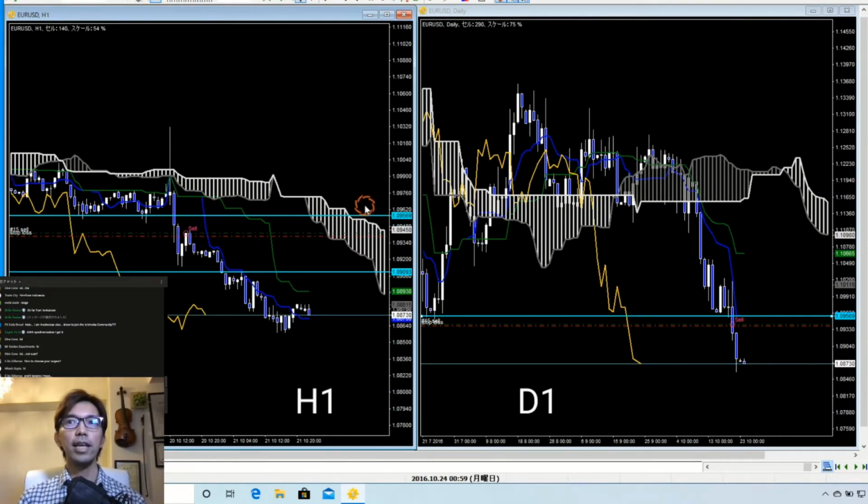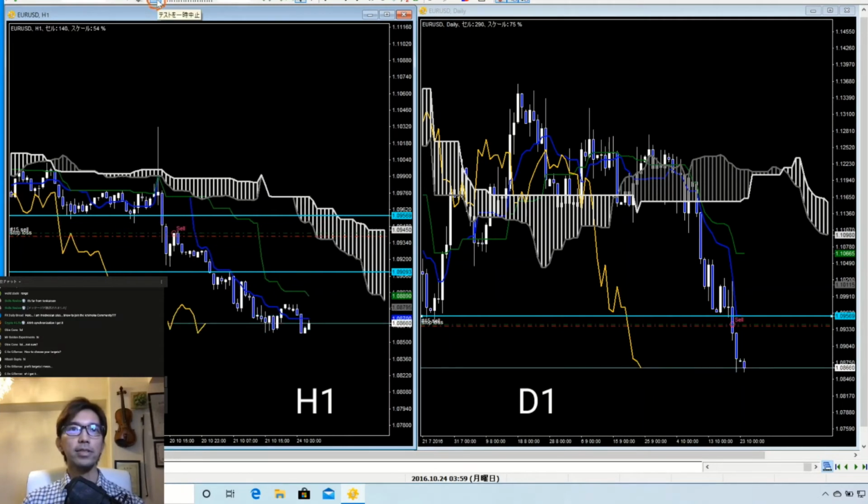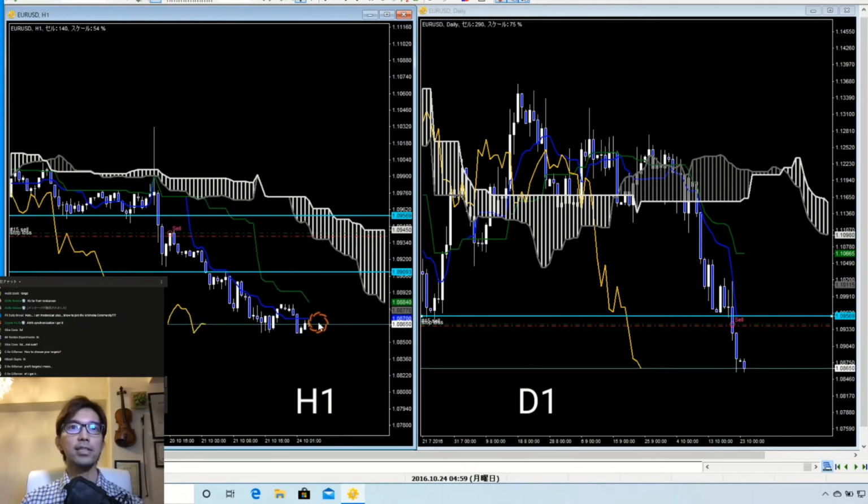Okay, now in the 1 hour chart, the Kumo is beautifully moving down, right? Senko span A is moving down, but Kijun-sen remains flat too. Kijun-sen remains flat. So I will just wait for the Kijun-sen to be moving down in the 1 hour chart to place another sell. Alright, so let me forward a little bit more. Okay, now you see Kijun-sen is trending down. So this is exactly where I place another sell.